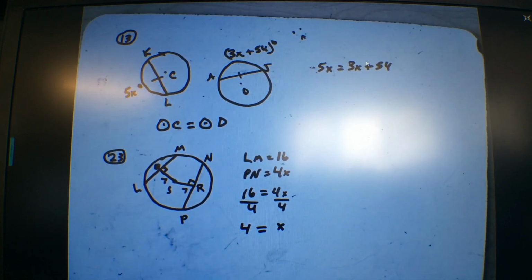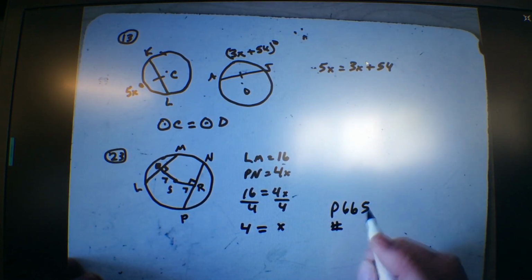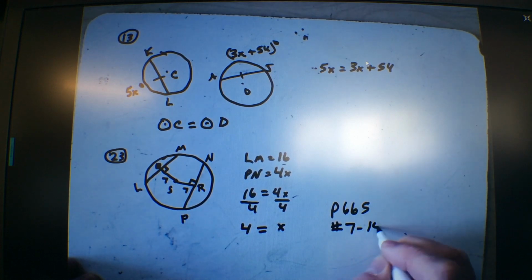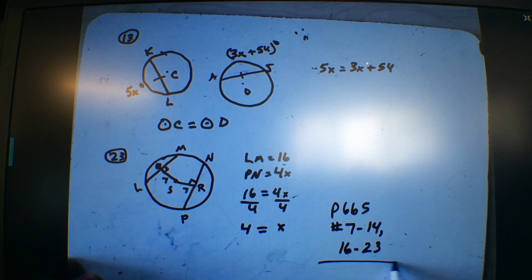All right, so your assignment is page 665, numbers 7 through 14, and 16 through 23. And since this is section 9.3, we will have a quiz over 9.1 to 9.3.